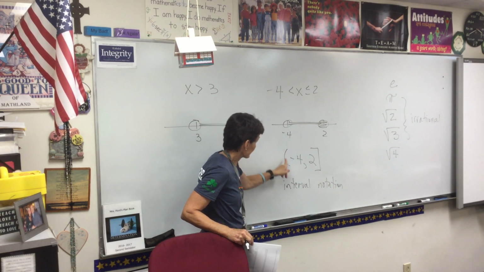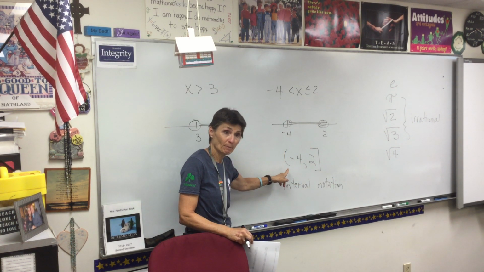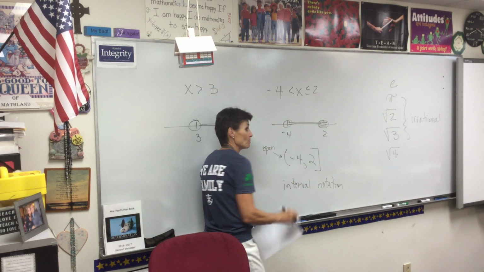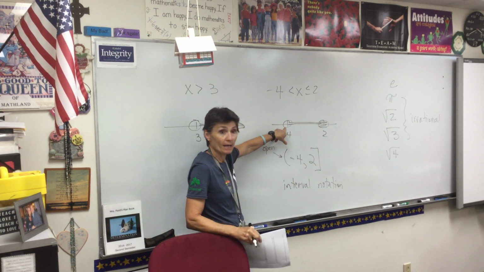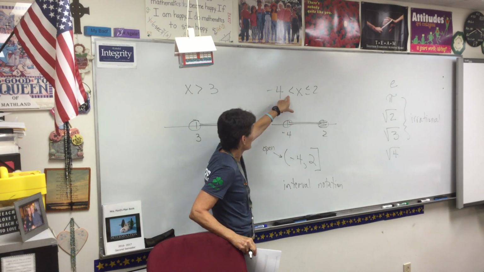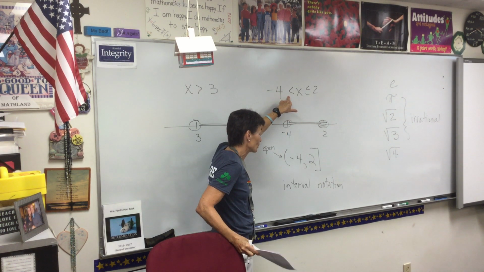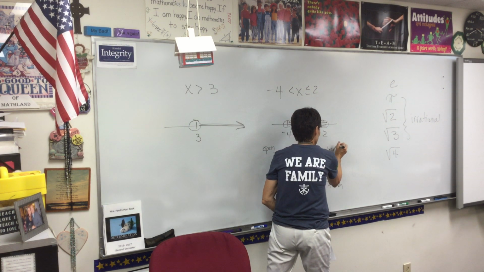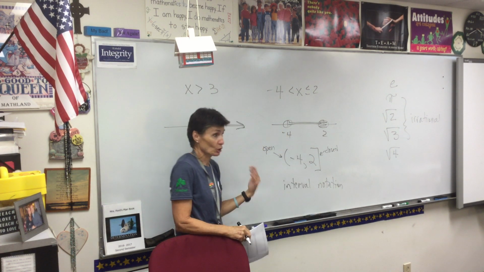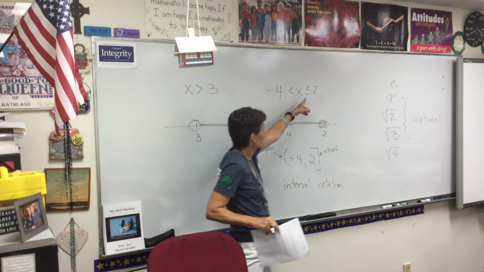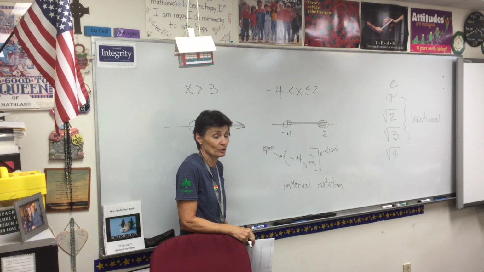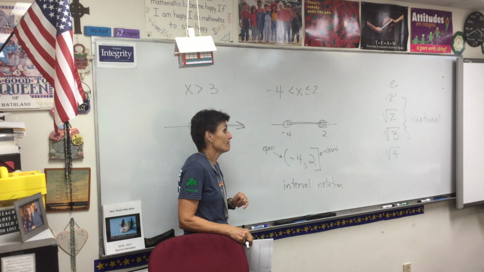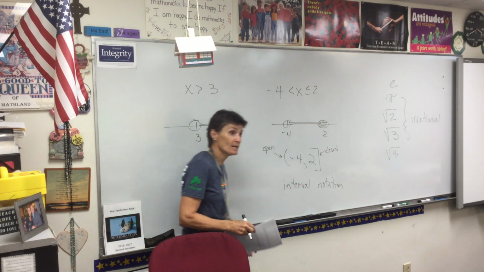Now, this symbol, the parentheses, stands for open, which means when you graph it, the dot is open, which means the symbol is not an or equal to. This symbol, the bracket, means closed, which means when you graph it, it's a closed dot, which means in inequality form, it's an or equal to. Every inequality can be written in interval notation.